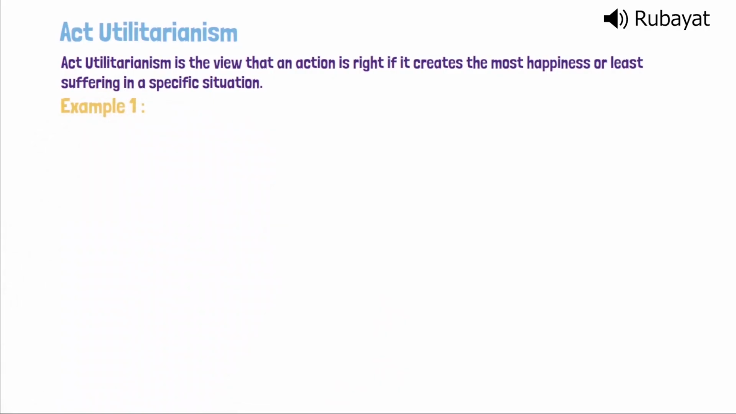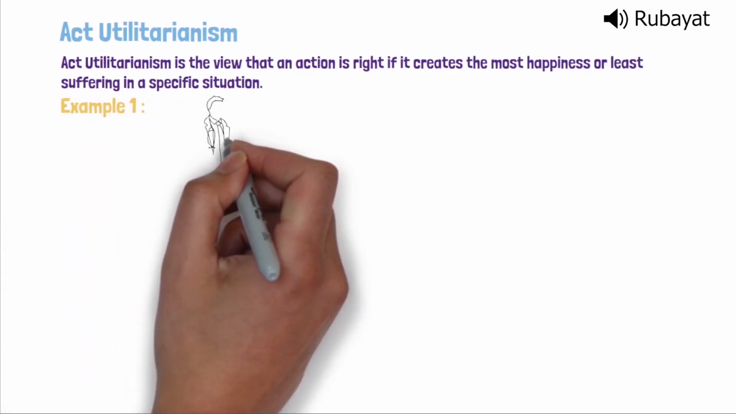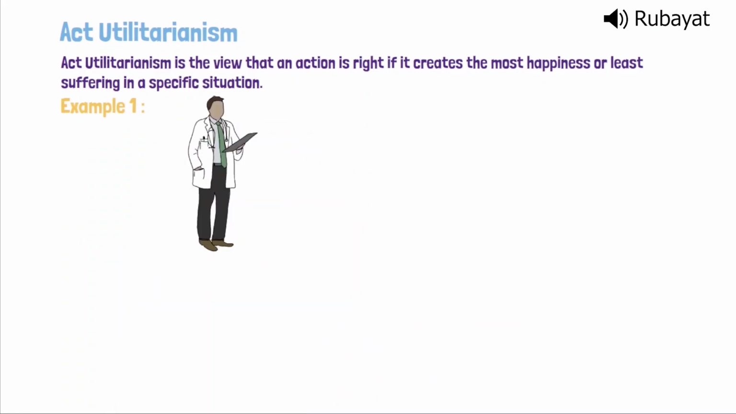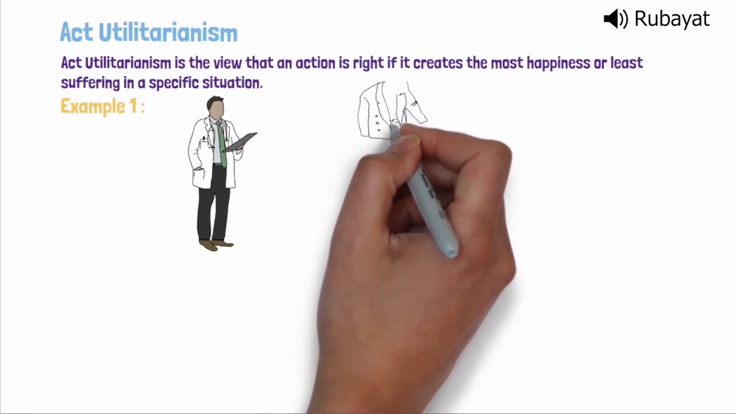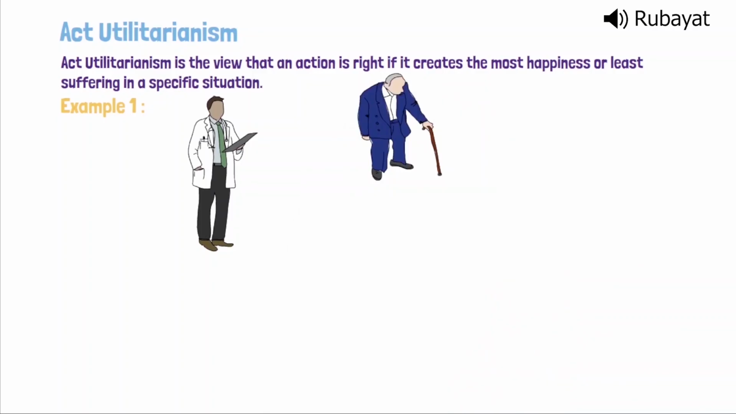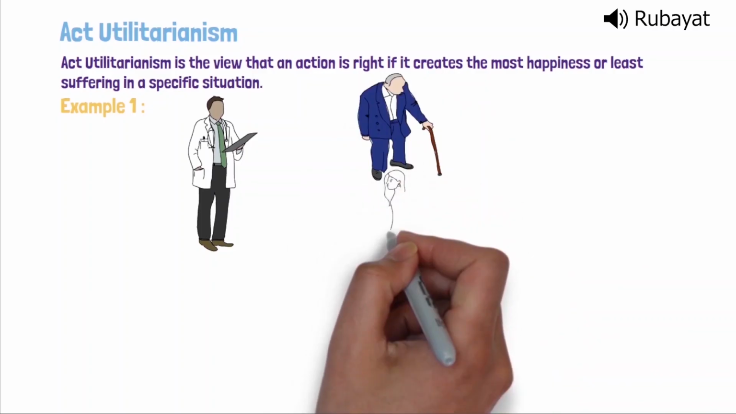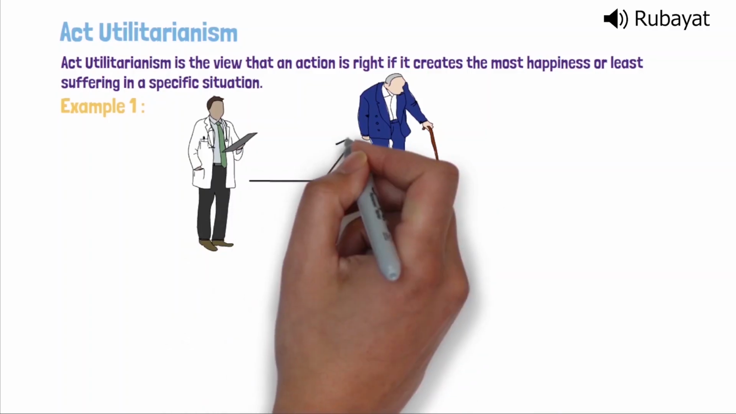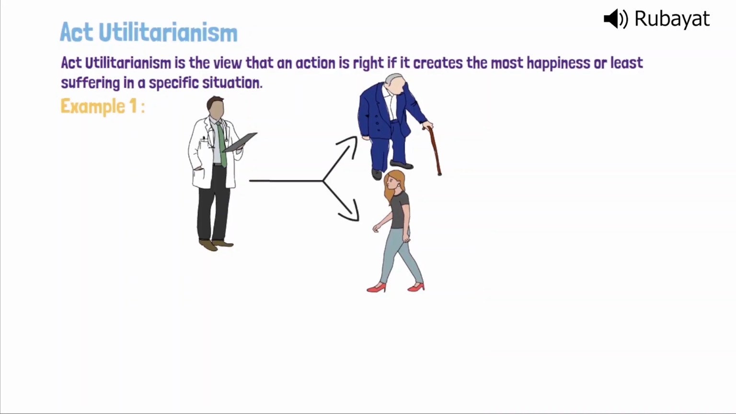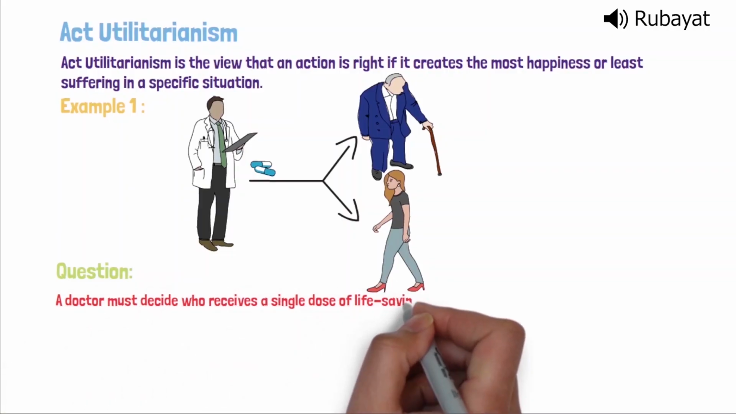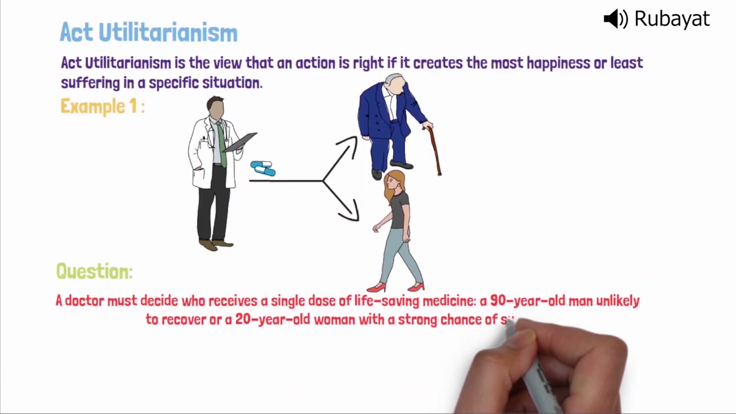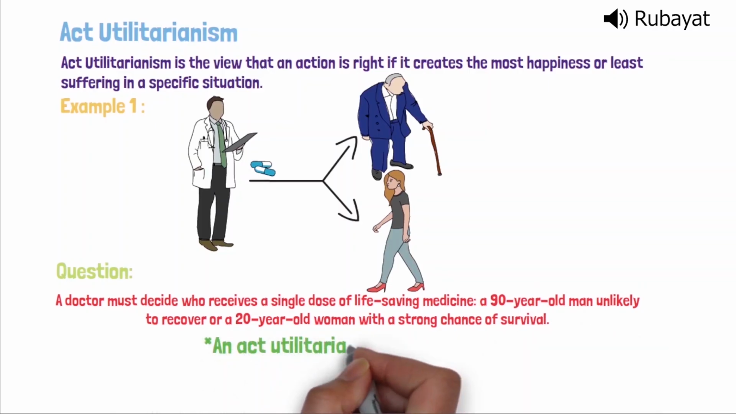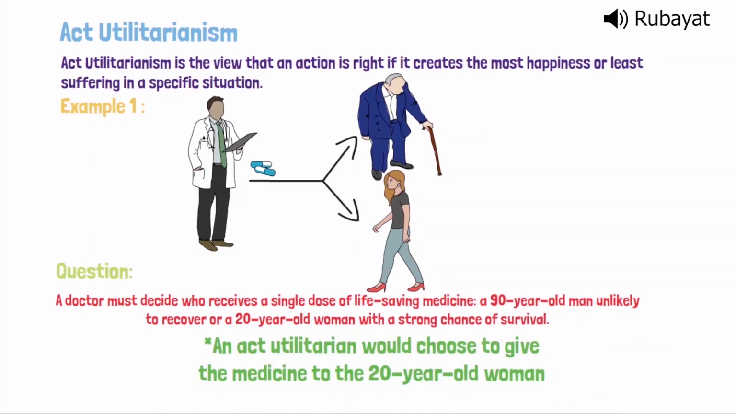First example, the hospital case. Let's say a doctor only has one dose of life-saving medicine. Two patients need it. One is a 90-year-old man who is not likely to recover, and the other is a 20-year-old woman with a good chance of surviving and living a full life. An act utilitarian would say the doctor should give the medicine to the person who would bring more overall benefit by surviving. In this case, the younger woman. It's not about playing favorites, but about maximizing the total good outcome.